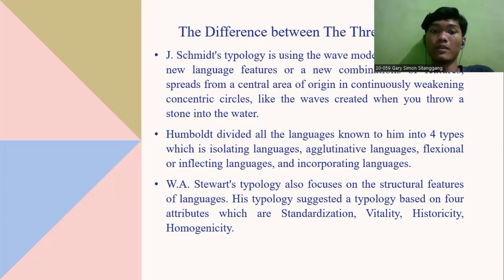Stewart's typology also focuses on the structural features of languages. His typology is based on four attributes, which are standardization, vitality, historicity, and homogeneity.